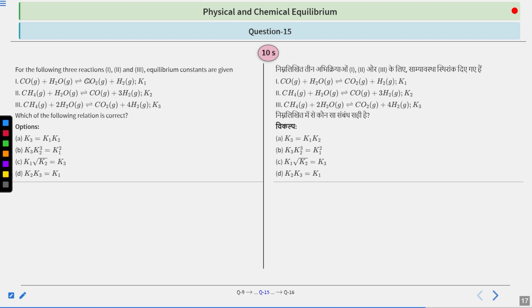Next question. For the following three reactions 1, 2 and 3, the equilibrium constants are given. For first it is CO gaseous plus H2O giving us CO2 plus H2, K1. CH4 plus H2O giving CO gaseous plus 3H2, K2. Third is CH4 plus 2H2O giving us CO2 plus 4H2, K3. Which of the following relations is correct? A is K3 is equal to K1 into K2, B is K3 into K2 cube is equal to K1 square, C is K1 root under K2 is equal to K3, D is K2 K3 is equal to K1. So your time to solve this question starts now.